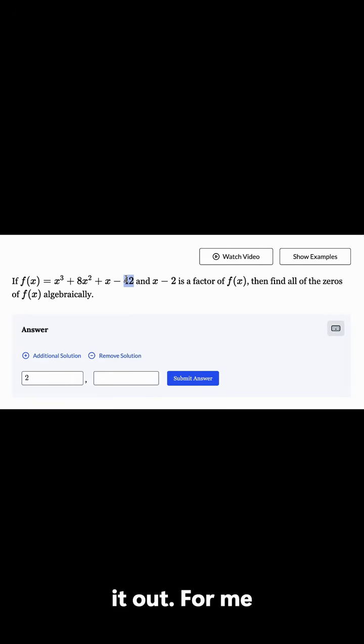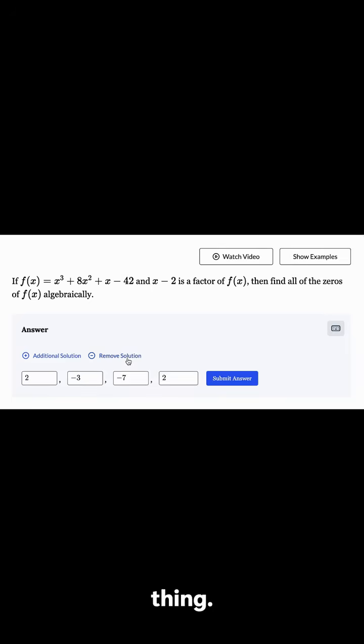For me, I got x plus 3 is one of the factors, so that means x plus 3 equals 0, meaning negative 3, so x will equal negative 3, so that's another zero. But we will also have a couple more zeros because after dividing x plus 3 into x cubed plus 8x squared plus x minus 42, we're also getting x squared plus 5x minus 14, which would be x plus 7 times x minus 2, which gives us 2 more, which is negative 7 and 2.